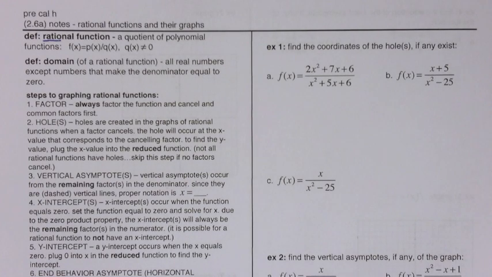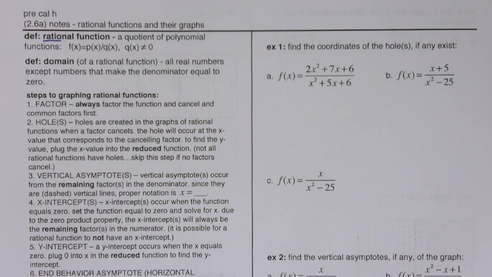Next is your vertical asymptotes. So vertical asymptotes occur from the remaining factors in the denominator. So if one canceled, it creates a hole, but if it didn't cancel and it's in the denominator, then it's going to create a vertical asymptote. And since these are vertical lines, when you write their equations, you write x equals. You don't just write the number, you have to have that equation.